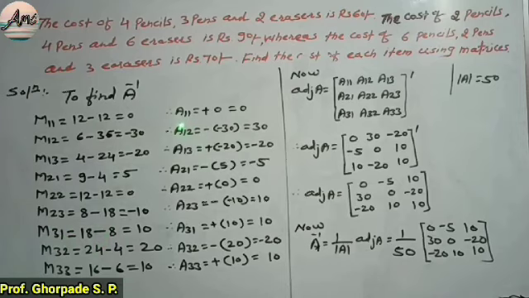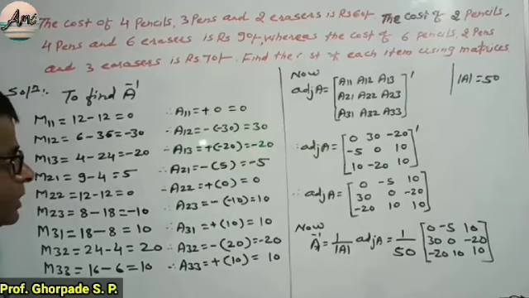A11 is what? 1 plus 1 is 2. Even number will get positive sign, into the minor, minus 0. So the value of A11 is 0. Next, A12: 1 plus 2 is 3. Odd number will get minus sign, into the minor, minus 30. So minus of minus is plus. So plus 30 is the value of A12.